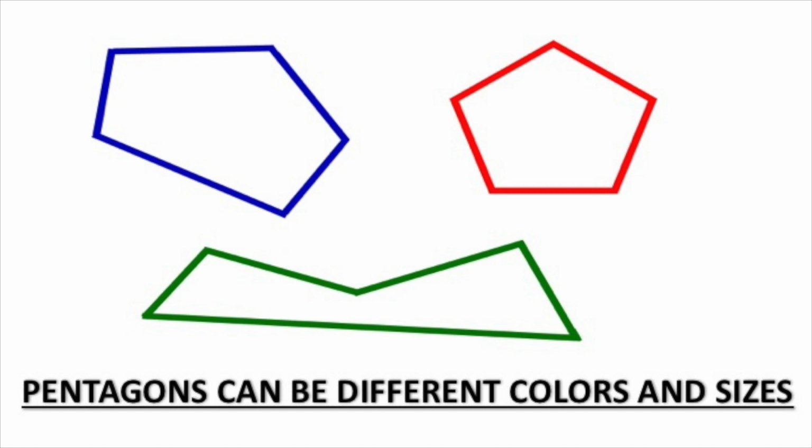Pentagons can be different colors and sizes. The only thing that they have to have is 5 sides and 5 corners. But as you can see, they can be lots of different shapes. Like this is a pentagon, but so is this. And also this, because they all have how many sides? 5. And how many corners? 5. So they are all pentagons.